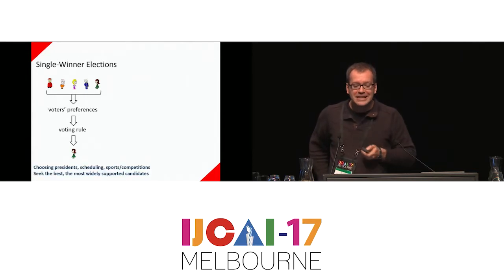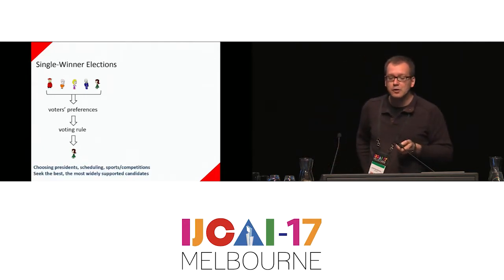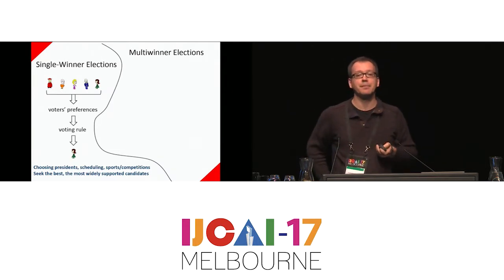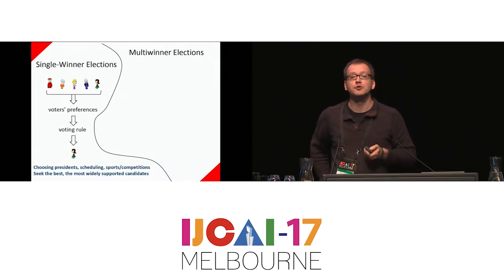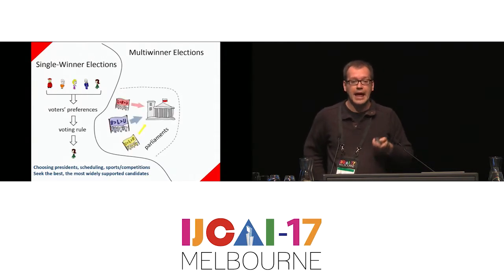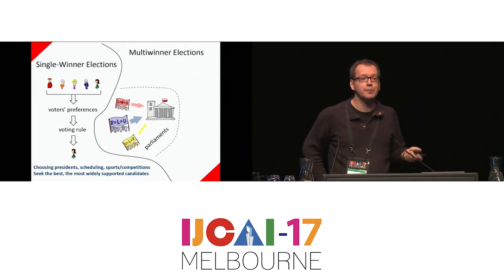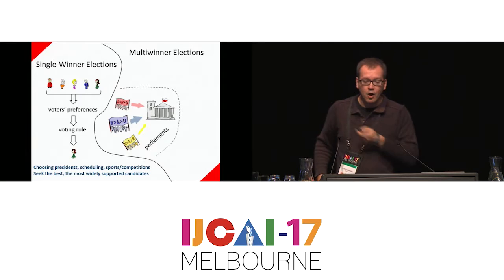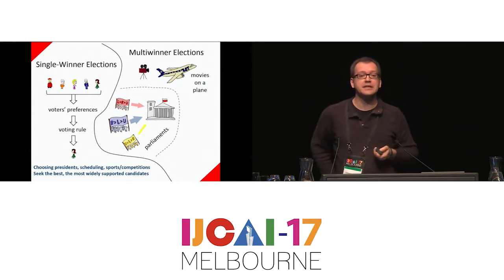And that's completely different than in the world of multi-winner elections. Here we have fundamentally different applications, and we have to find good rules for each of them. We may need to choose a parliament. And if we're choosing a parliament, we care about proportional representation. We want the society to be represented well. Or we may need to decide what movies to put on a plane.